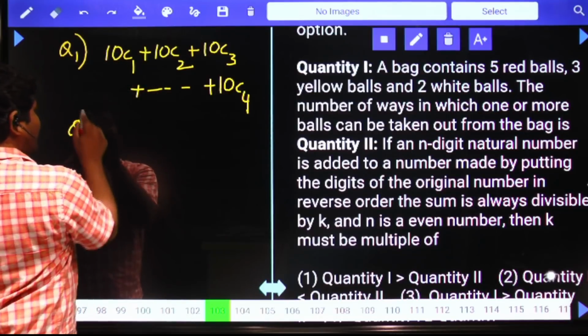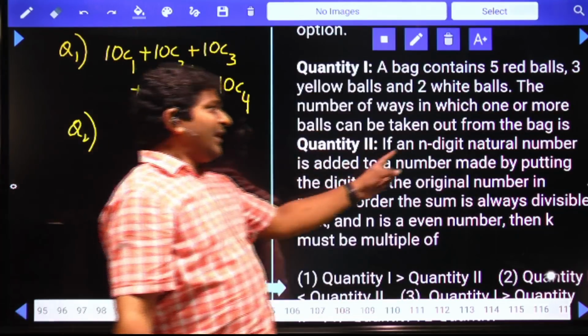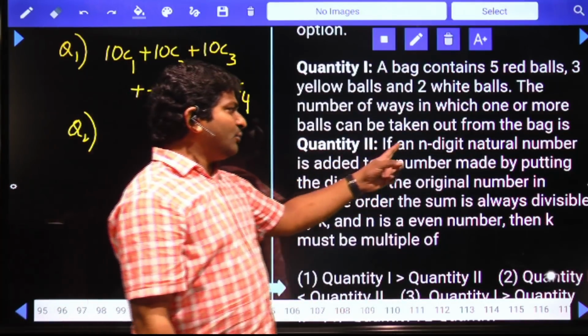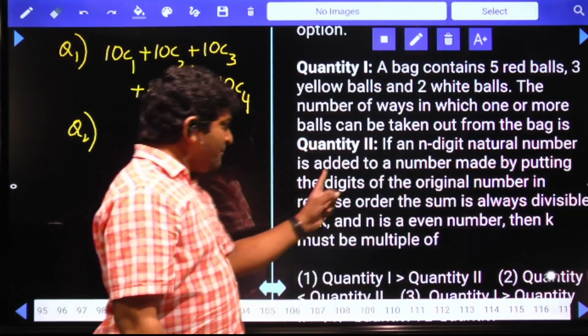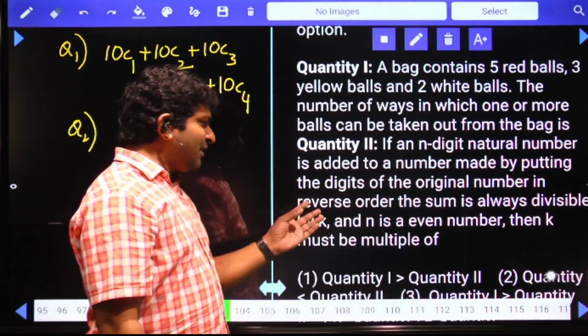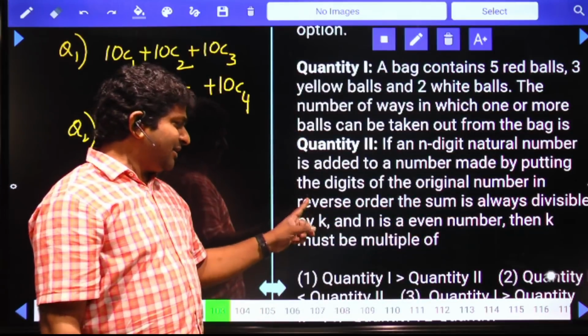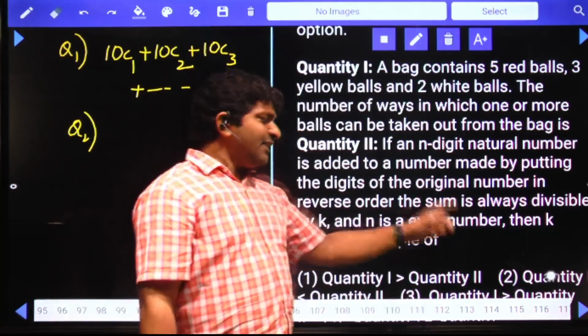Next, Q2. What is Q2? If an n-digit natural number is added to a number made by putting the digits of the original number in reverse order, the sum is always divisible by k and n is an even number.